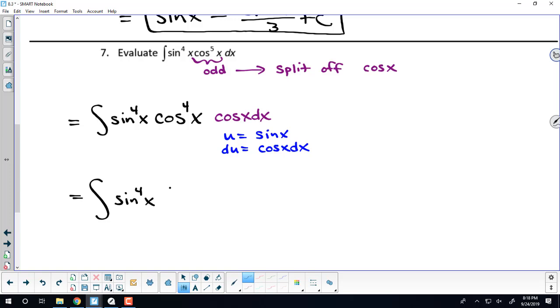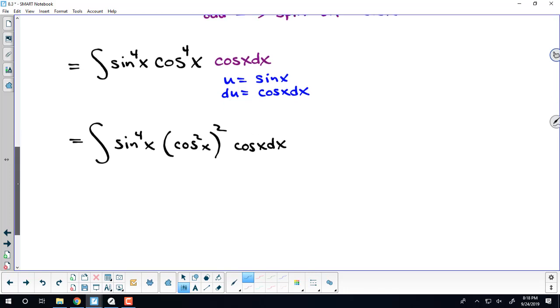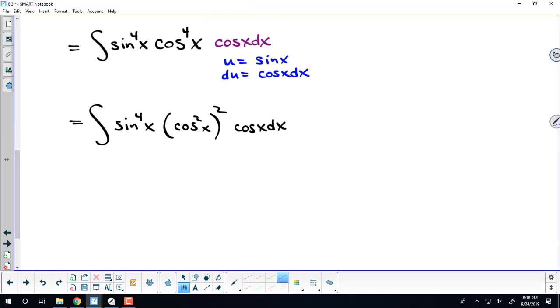Cosine to the fourth, we want to think of that as cosine squared, and then this is just going to be our du. So then this cosine squared, we'll work on the cosine squared on the inside. That's our 1 minus sine squared. So you don't have that transference, I guess. It is sine squared plus cosine squared equals 1, but it's not sine to the fourth plus cosine to the fourth equals 1.